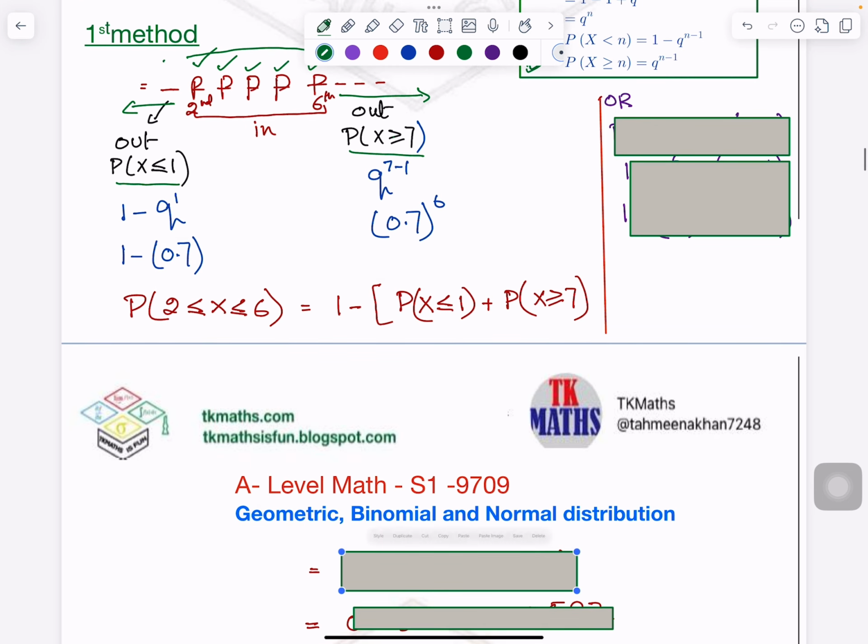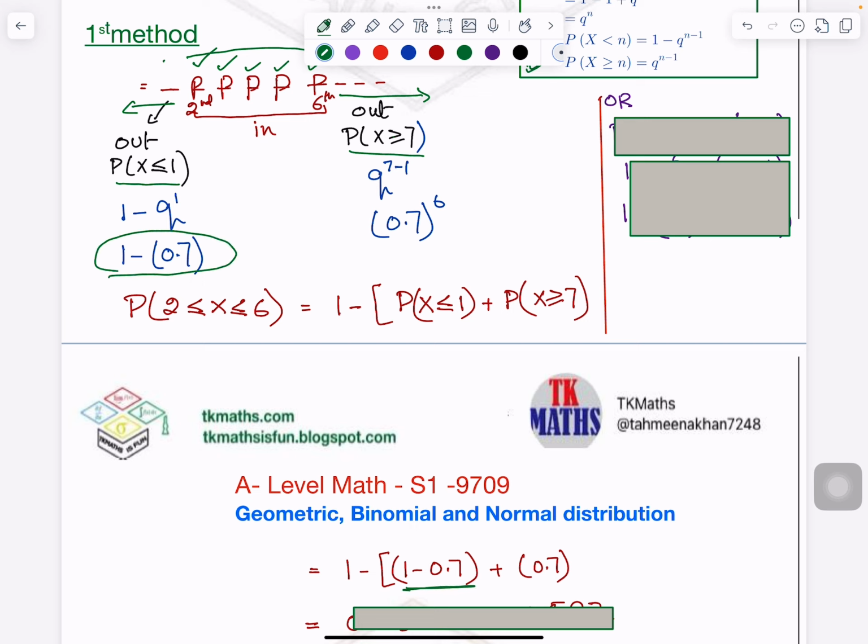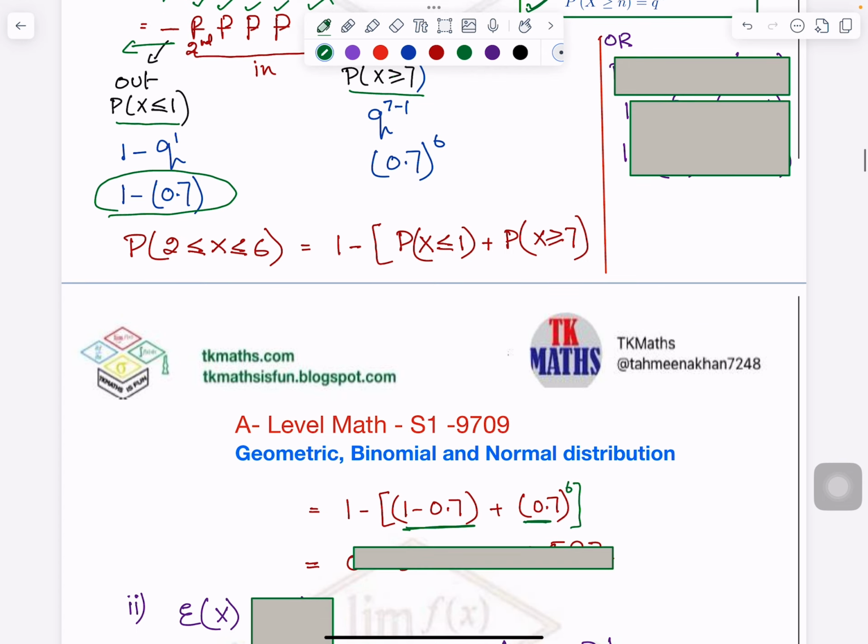So you can see here in the bracket, this is what we were getting here. And here it is power 6, sorry. Right? And then you will calculate it and get the answer.